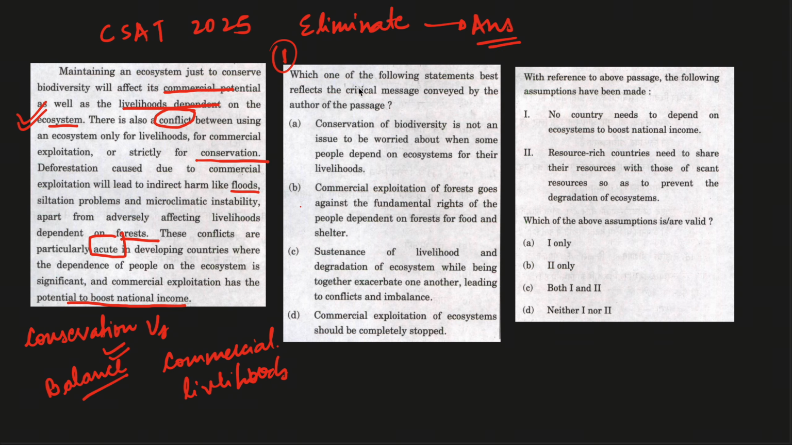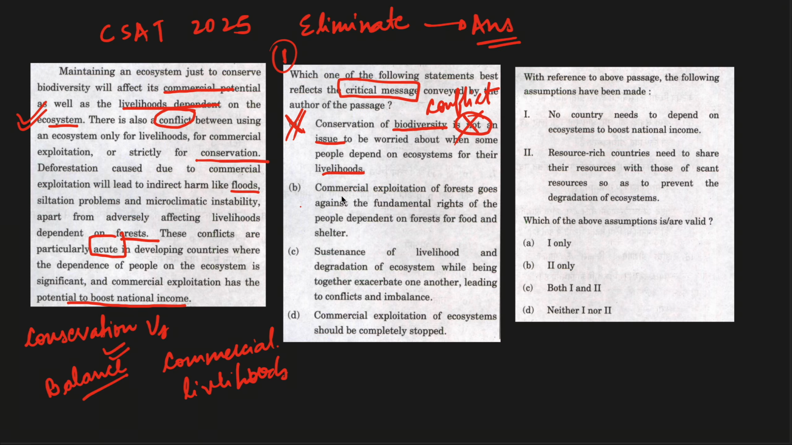Which of the following statements best reflects the critical message conveyed by the author? Fine. Option A. Conservation of biodiversity is not an issue to be worried about when some people depend on ecosystem for their livelihood. It is saying not an issue to be worried, but the author is worried. It is talking about the conflict. There is a conflict, so the author is worried. So this is straight away an easy option to be eliminated.